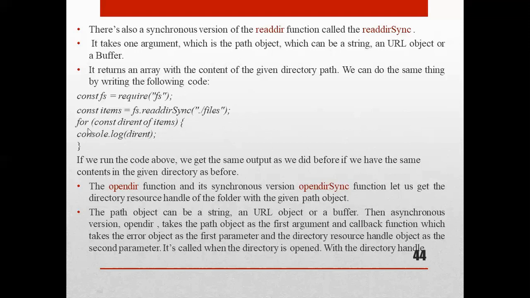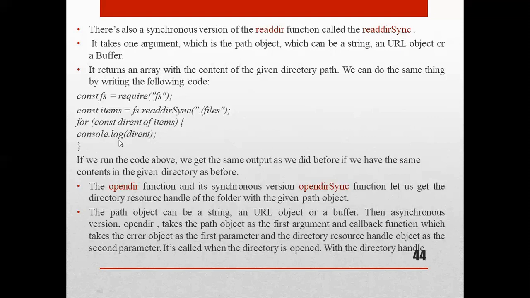So we have to check all the content. For that, use a for loop for the constant dirent of items. It will check all the items from that directory and print console.log dirent. We are going to print that element from the directory.